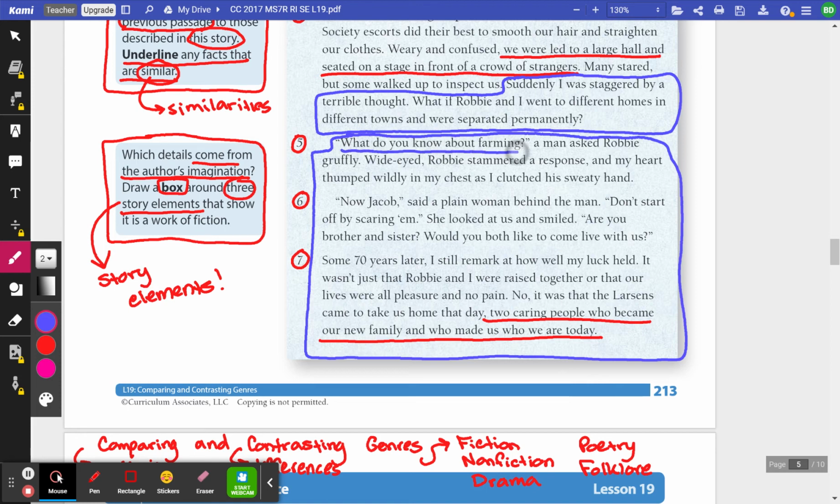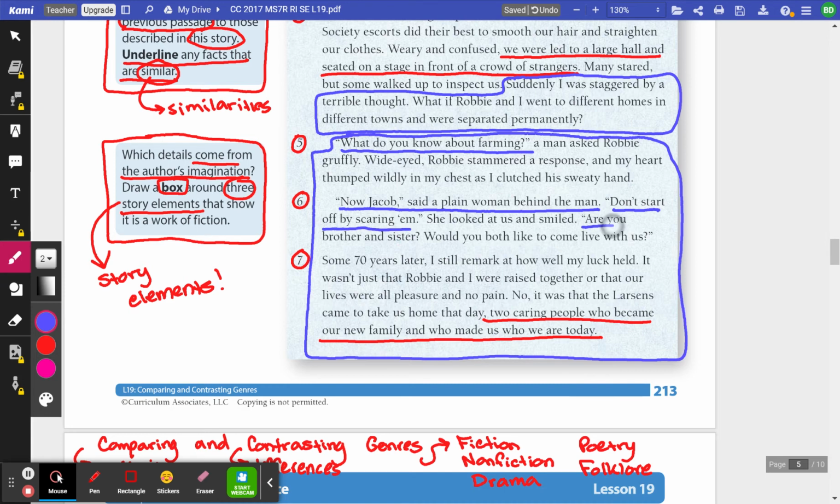It says, "What do you know about farming?" a man asked Robbie gruffly. So I know there's a man talking to Robbie, and I can probably assume that this man is also a fictionalized character. And Robbie responds, and then we see some more dialogue that says, "Now Jacob," said a plain woman behind the man. So now we have another character, a woman, who is talking to the man whose name is apparently Jacob. And then she goes on to say, "Don't start off by scaring them."